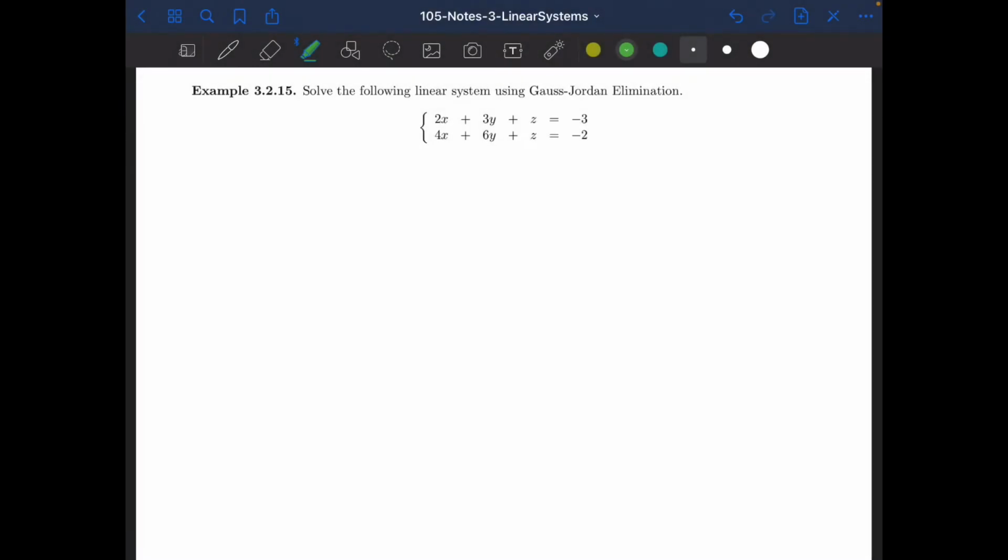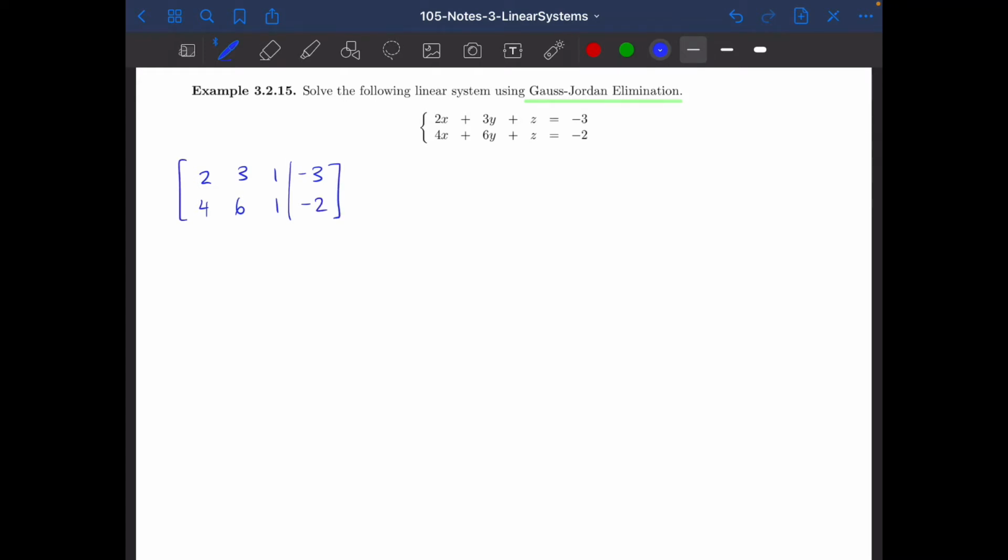In this video, we look at example 3.2.15. We want to solve the following linear system using Gauss-Jordan elimination. The first step is to write the augmented matrix of this system. So we have 2, 3, 1, minus 3, 4, 6, 1, and minus 2.